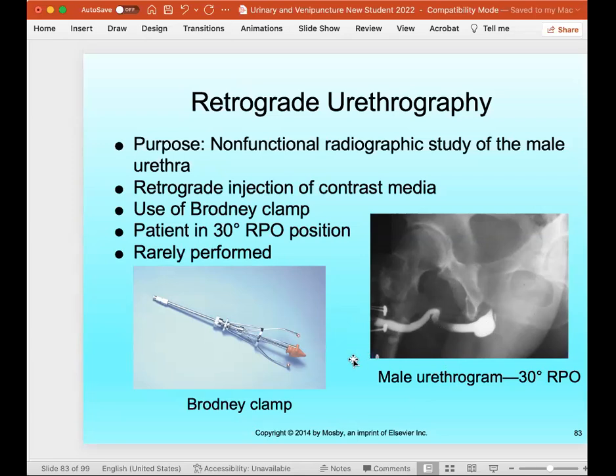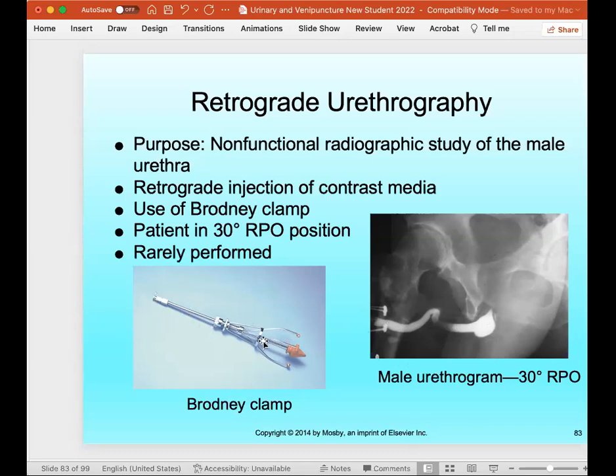And so what we do is insert a catheter just maybe about an inch or half an inch into the urethra, okay? And then we inject contrast media to make sure that we can see the urethra flowing all the way through. There's no leakage, and that it goes into the bladder. Your patient will be in a 30-degree oblique while we do this.